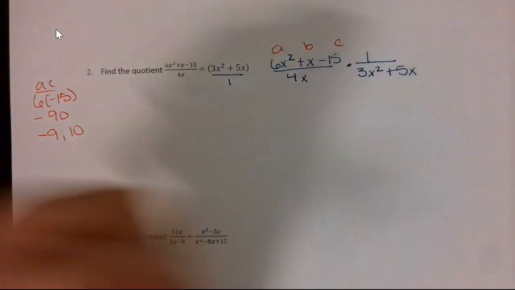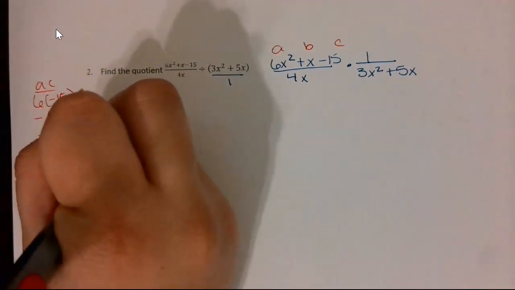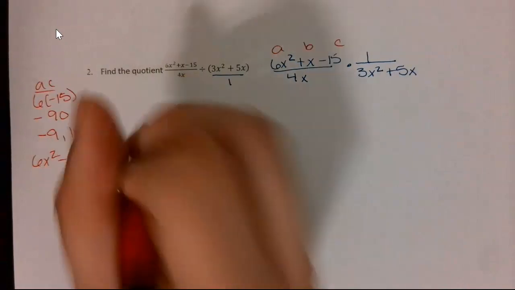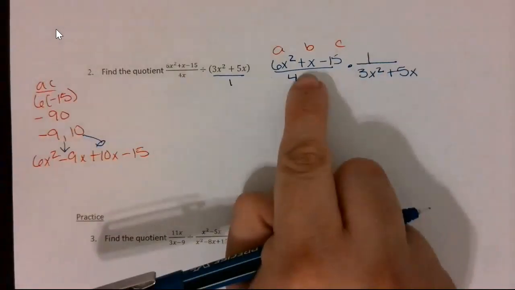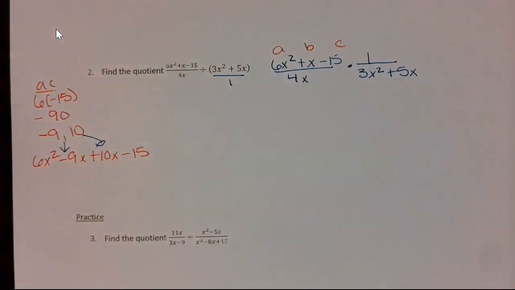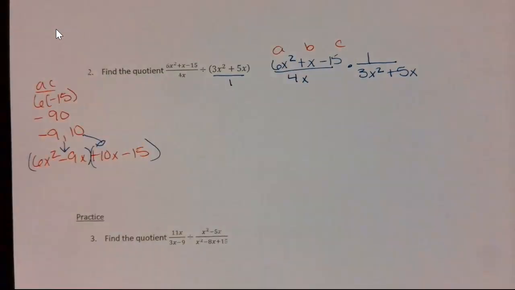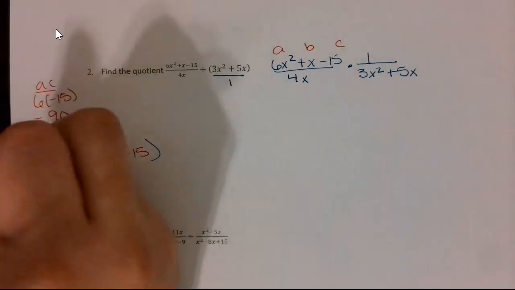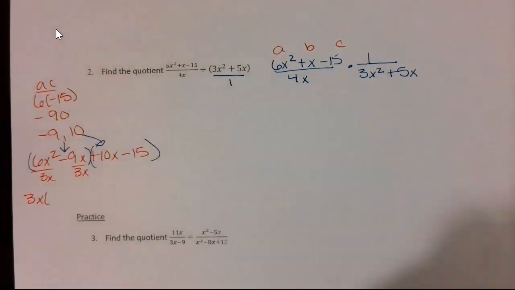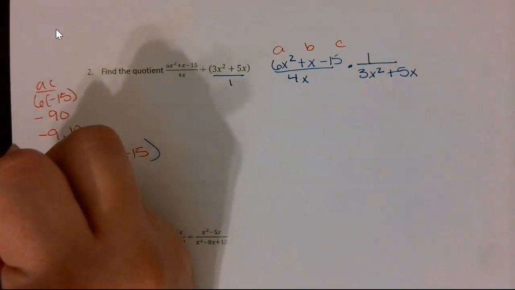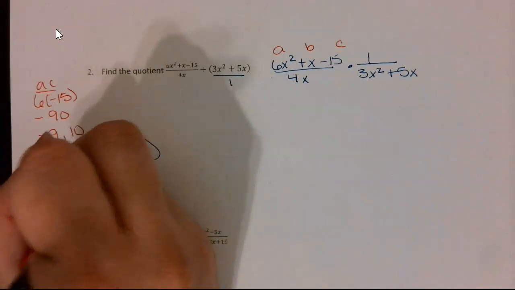So I'm going to keep working in red. So I'm going to have 6x squared minus 9x plus 10x minus 15. So notice this went here to replace the 1x. Then I split these into 2 separate groups. I have that group and that group. And then I want to divide out what each group has in common. This one has a 3x. So I write 3x out front. Then 6x squared divided by 3x is 2x. Negative 9x divided by 3x is negative 3.